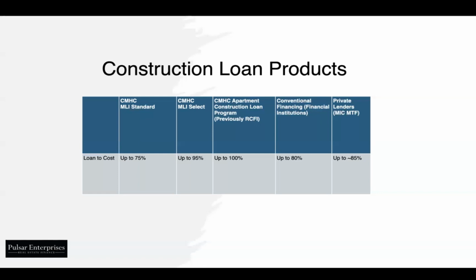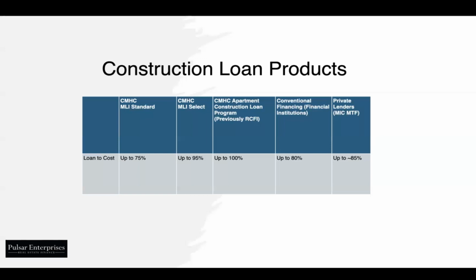And both the standard and the select are MLI products, mortgage loan insurance products. So that means CMHC is going to be the insurance provider, and the funding source will still come from a CMHC approved lender. So you're dealing with 2 entities here. The third option, CMHC ACLP, Apartment Construction Loan Program, formerly known as RCFI, will give you up to 100% of the cost. And unlike the MLI products, under this ACLP RCFI program, CMHC is going to be the direct lender.